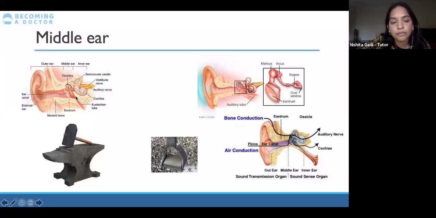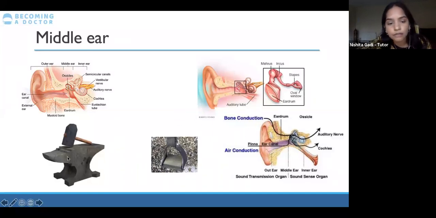It's said that they can do this about 18-fold. So they can amplify it 18 times, and that's why it's really, really important. They compensate for sound lost, like the vibrations lost while they move all the way through to that area.